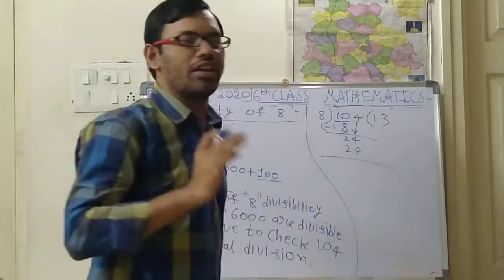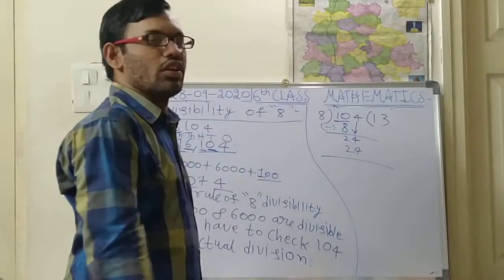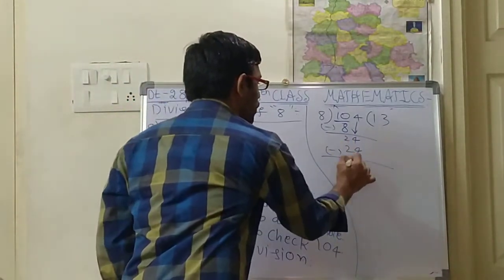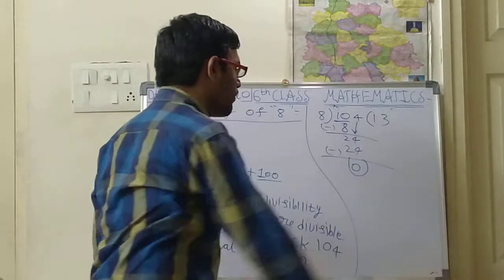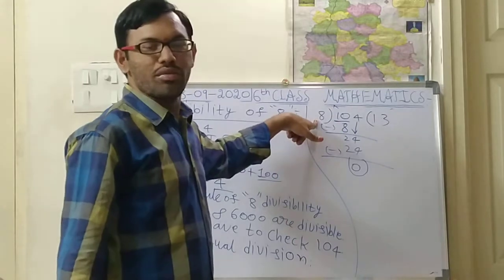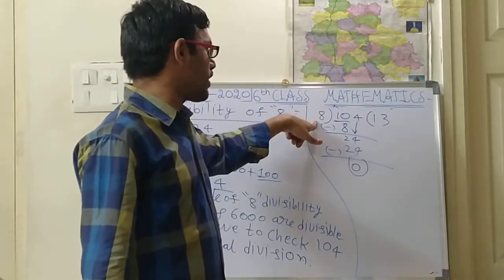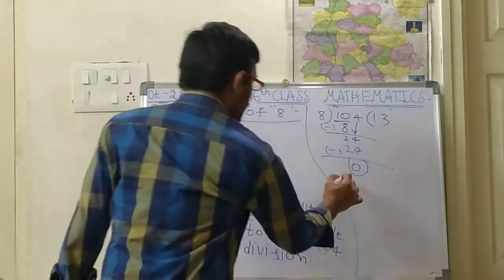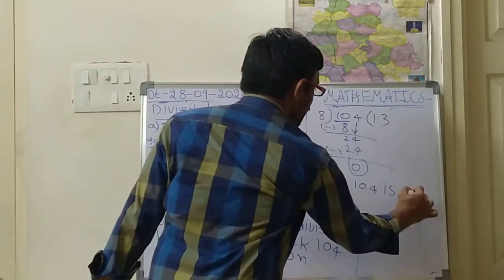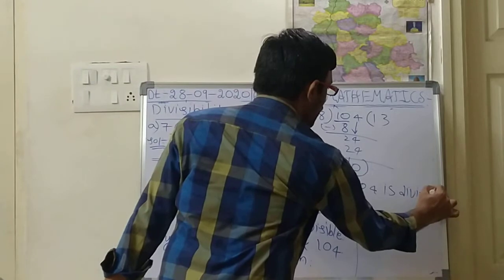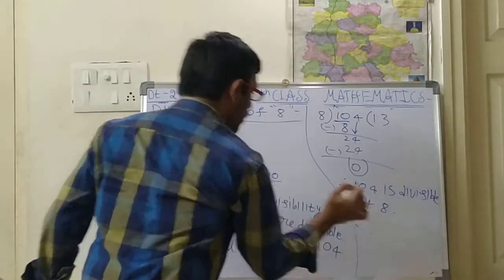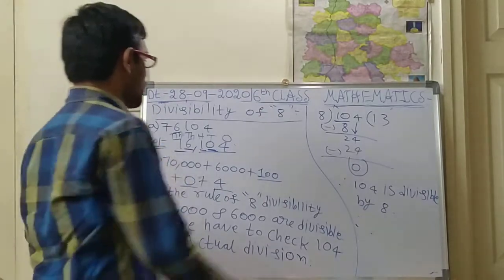If you know the 8 table very clearly, then you will get division very easily. Okay, so 24 minus 24, that is 0. So here the remainder is 0. So 104 is perfectly divisible by 8. So that means therefore 104 is divisible by 8. Okay, therefore final conclusion, what you are supposed to write?